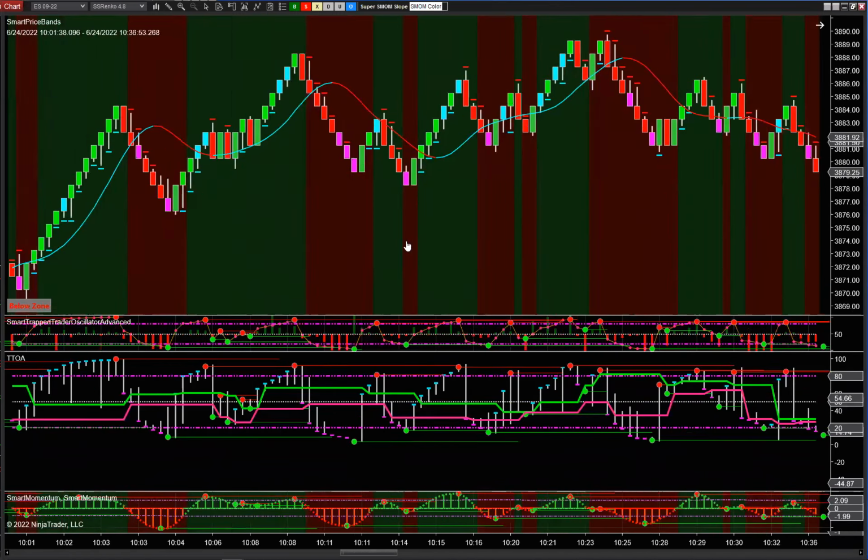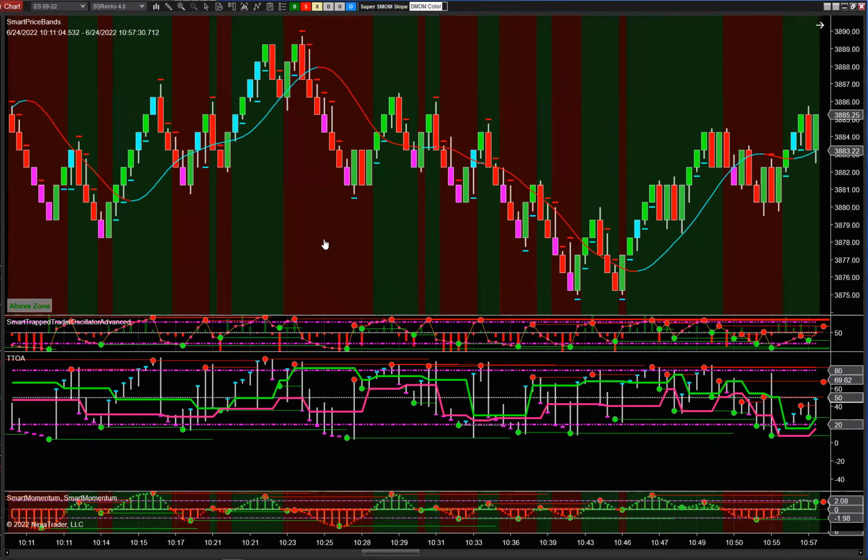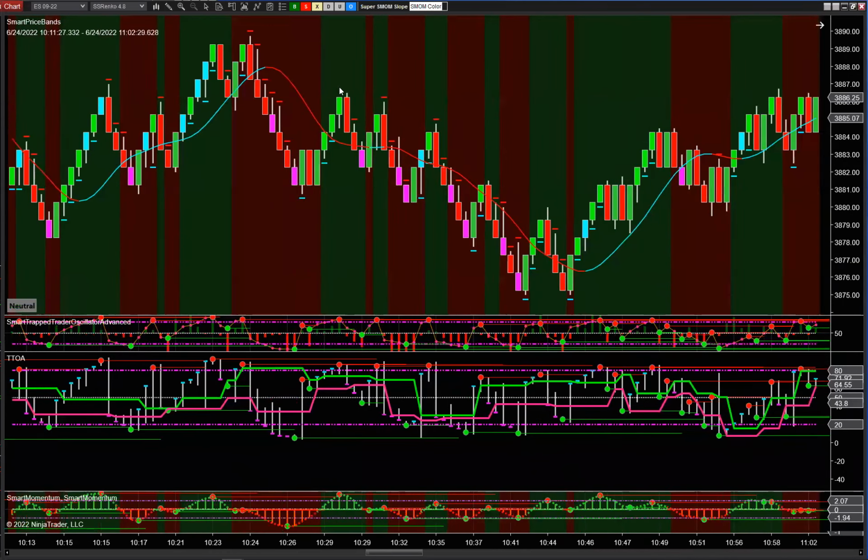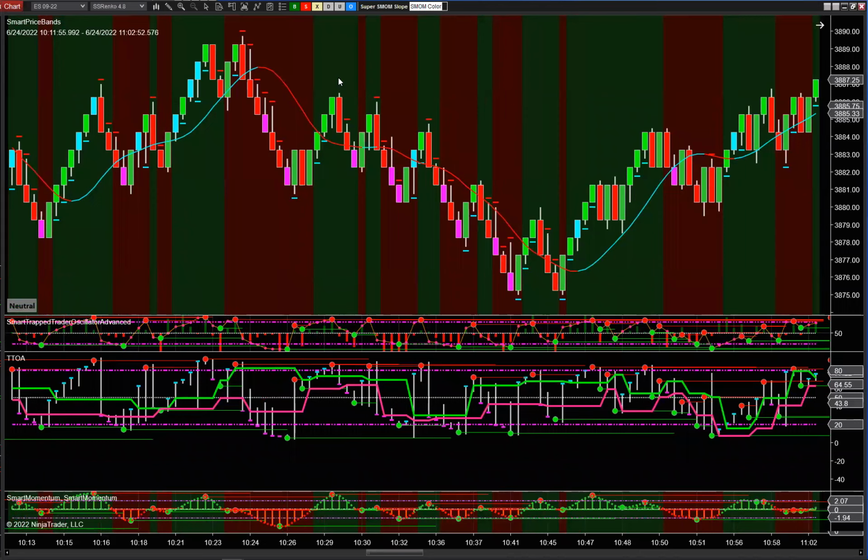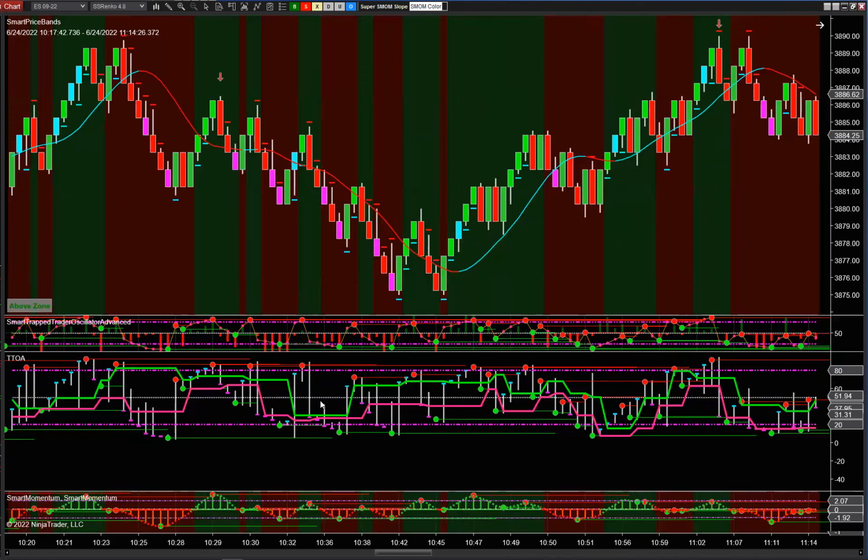I've got a couple more marked. I think I've got some marked over here. Here's one. We get a TTO dot above. Check. And our pink lines above, check. Here's one. I didn't mark all these. I'm not going to go through this and mark all of these. There's a buy that didn't work very well.